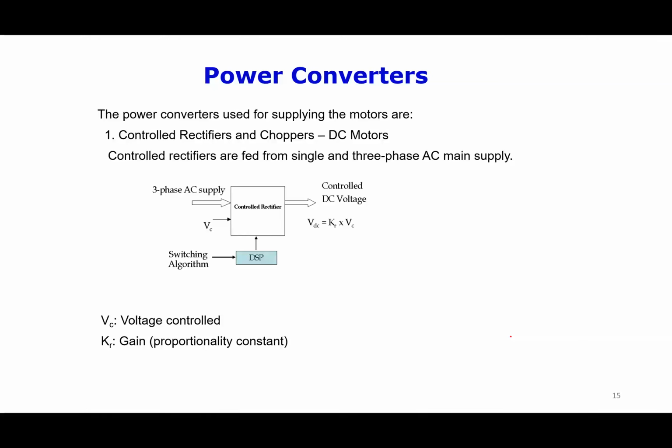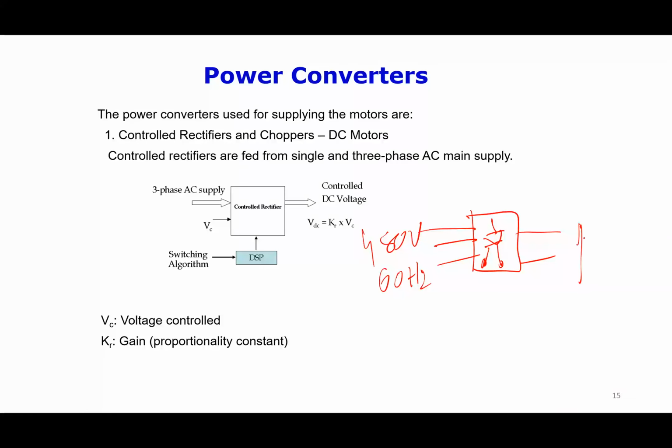Then we look at the power converters. As I mentioned earlier, we can have rectifiers and choppers for DC motors. There is the controlled rectifier. Why do you need a controlled rectifier? If you have a fixed voltage, fixed frequency supply, say 480 volts, 60 hertz, and use thyristors, this symbol being the thyristor symbol, we can have a variable DC voltage at the output.